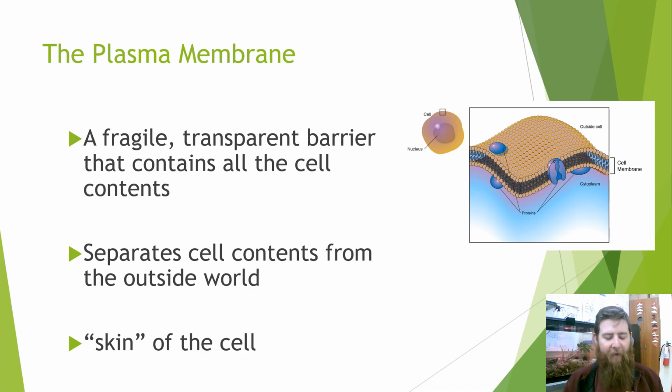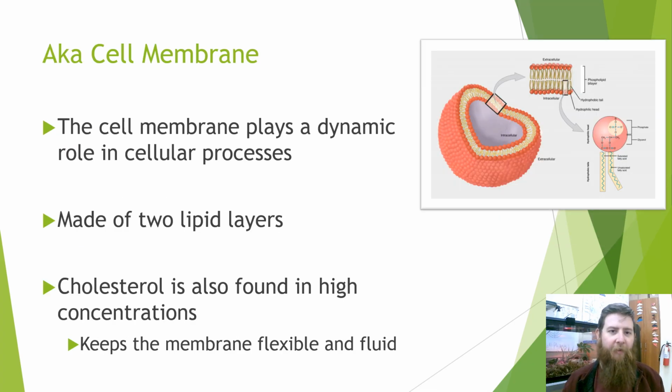The plasma membrane is a fragile, transparent barrier. It keeps all the things inside of the cell, and it creates the skin of the cell that separates the outside of the cell from the inside of the cell. So it makes sure that things that are supposed to be on the outside of the cell stay on the outside, and things that are supposed to be on the inside stay on the inside. We also call it the cell membrane.